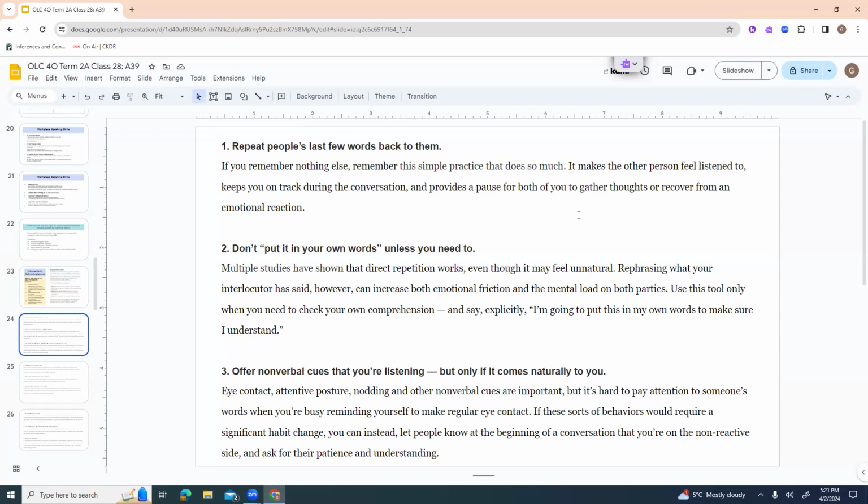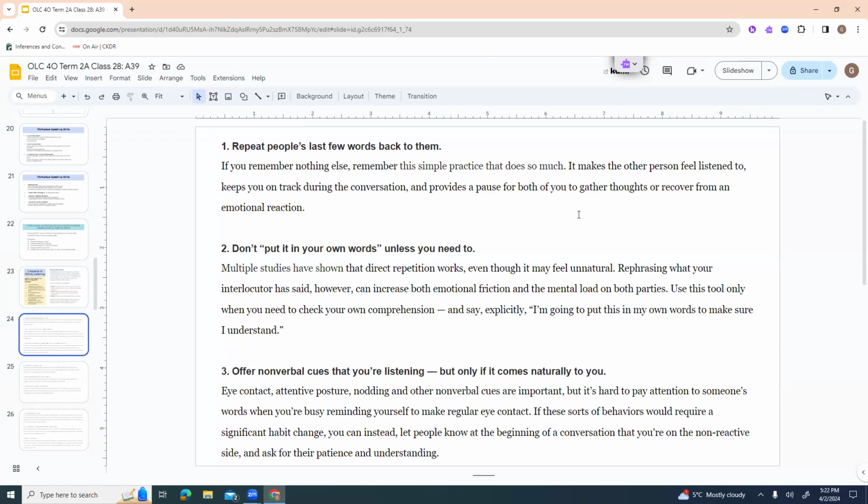And trying to do them might occupy so much of their attention that they're actually not going to be able to listen. They're giving the appearance of listening, but they're actually listening less because they're having to focus so much on demonstrating it. If this is something that is a struggle for you, make sure you let people know at the beginning of the conversation that you're a little bit on the non-reactive side and ask for their patience and understanding.